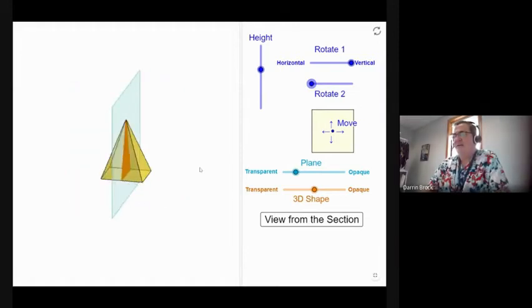So that is the slices of a square pyramid would be the triangle, the trapezoid, and the square, or the rectangle in this case for this illustration.